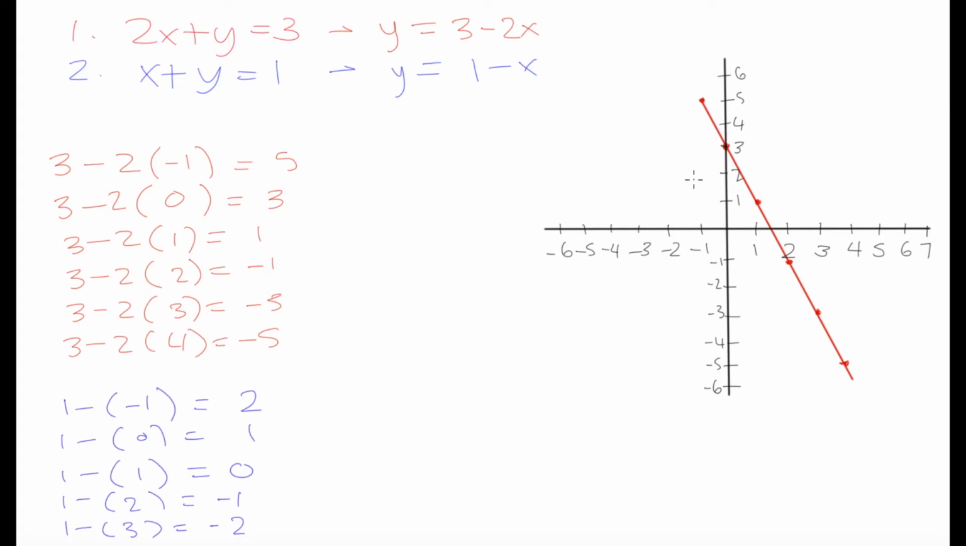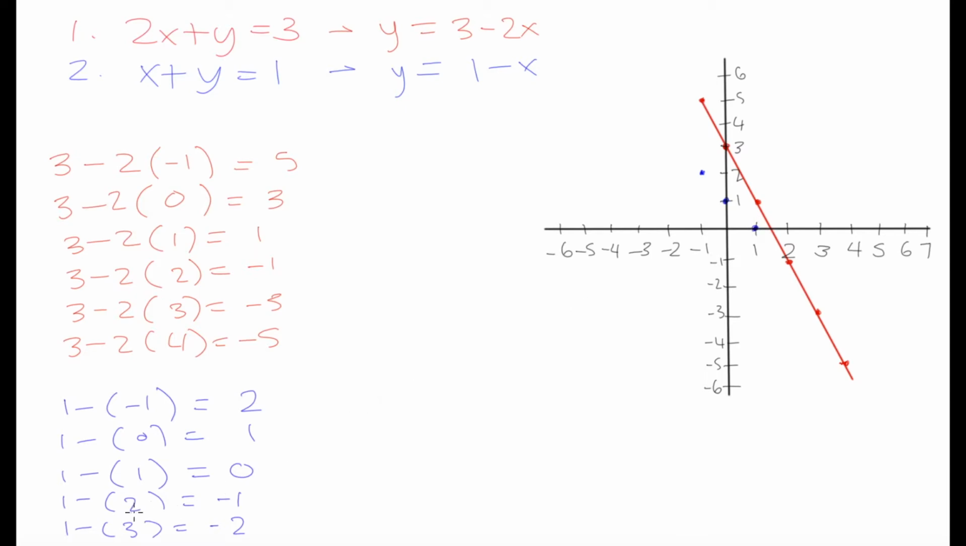So we have -1 here and y is equal to 2 up here. So we can color that in. And when x is equal to 0, y is equal to 1. So here we have x is equal to 0 and here we have y is equal to 1. So that's going to be a point right there. When x is equal to 1, y is equal to 0. So here we have x is equal to 1 and y is equal to 0. So that's going to be a point right there.